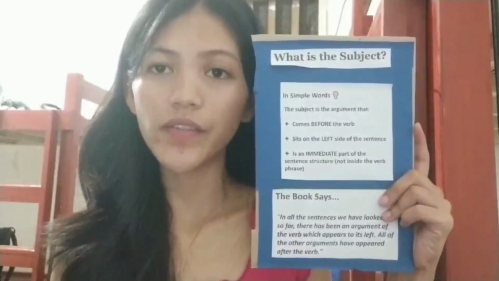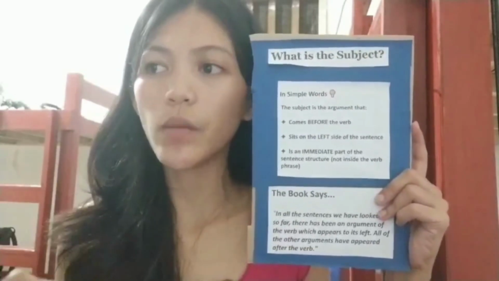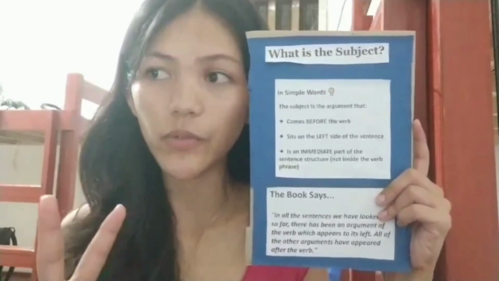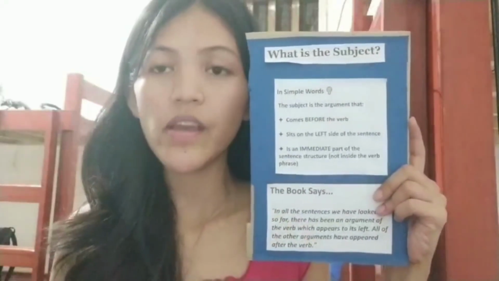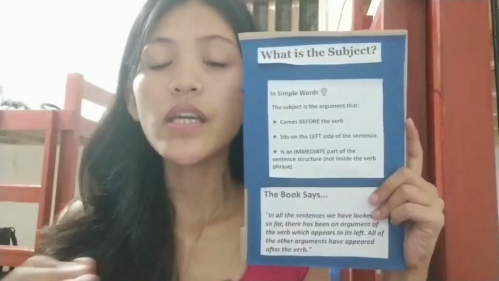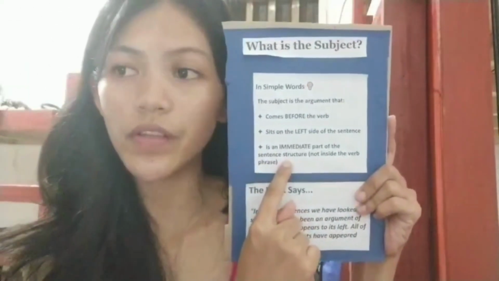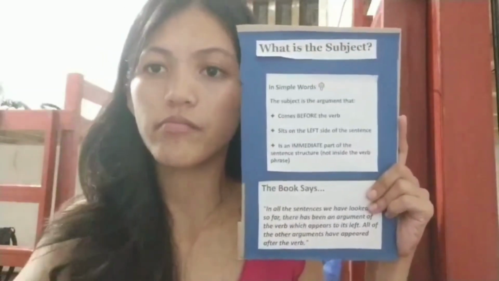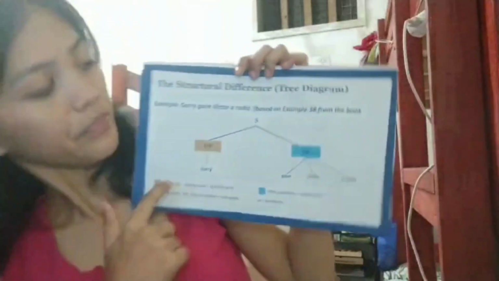So, what is the subject? In simple words, the subject is the argument that, first, comes before the verb. The second one, it sits on the left side of the sentence. And the third one is, it is an immediate part of the sentence structure, so it is not inside the verb phrase. Alright, so for today, I have here an example.